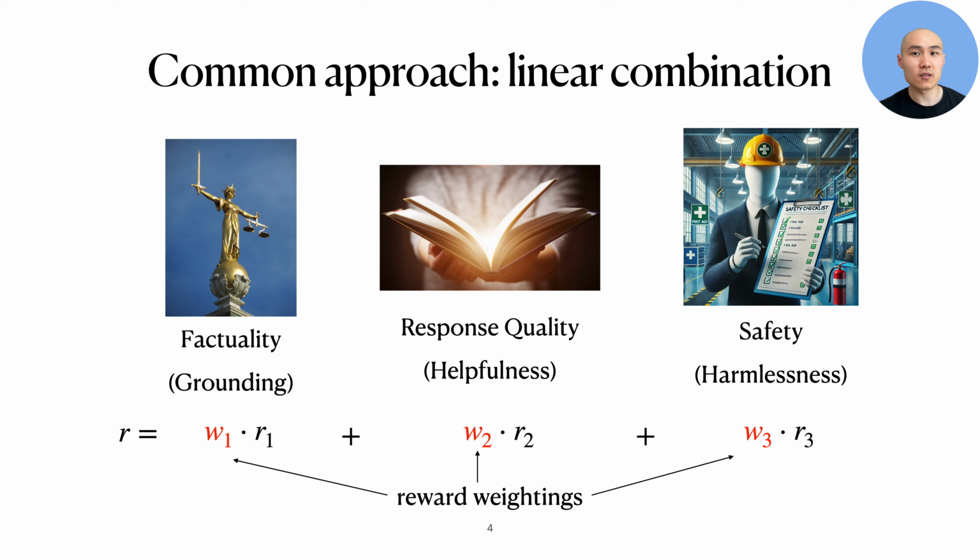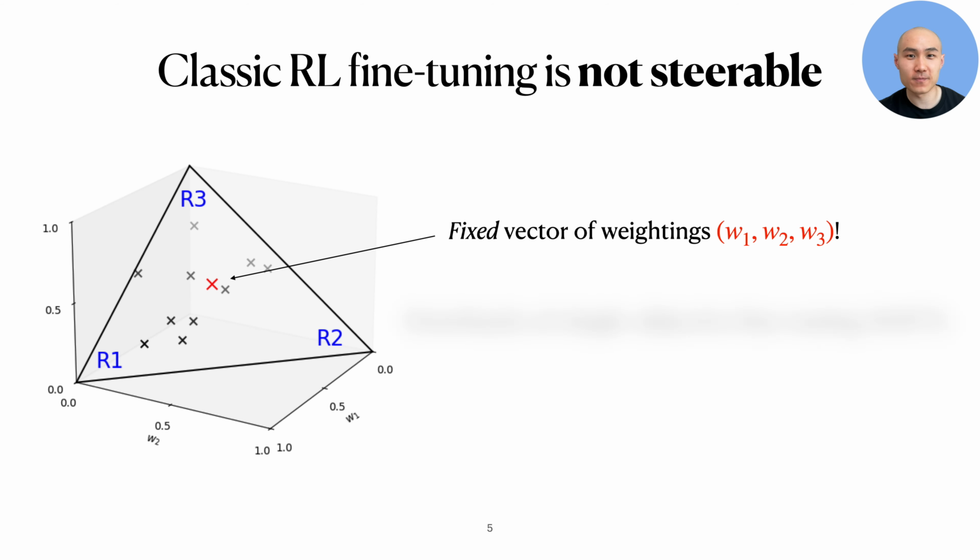Well, the common practice that's been used to train state-of-the-art models is to linearly combine these separate rewards with fixed weightings, denoted here as W1, W2, W3. By combining the three rewards in this way, we have effectively projected them into a single scalar which can now be used for RL fine-tuning. But unfortunately, this has a couple of drawbacks.